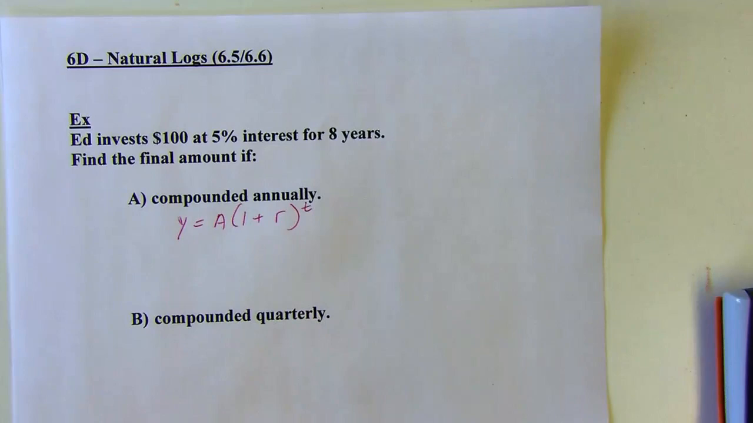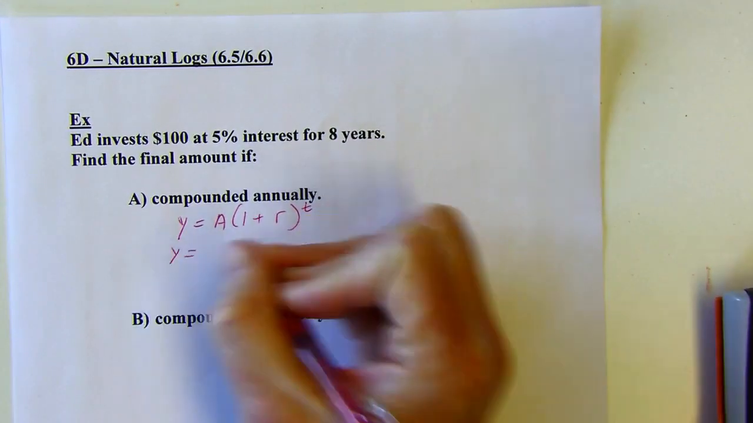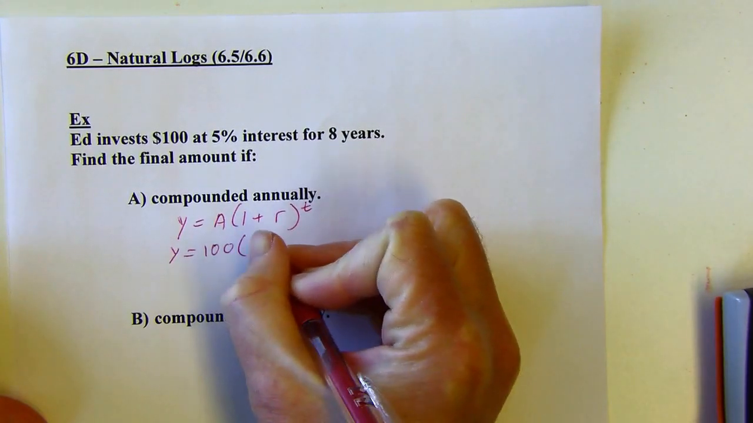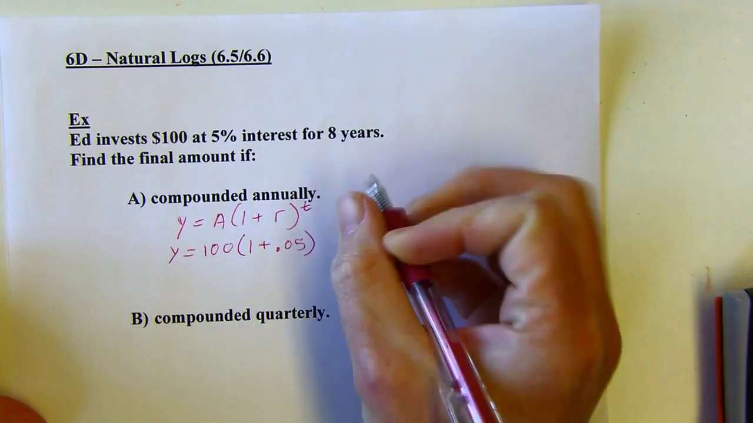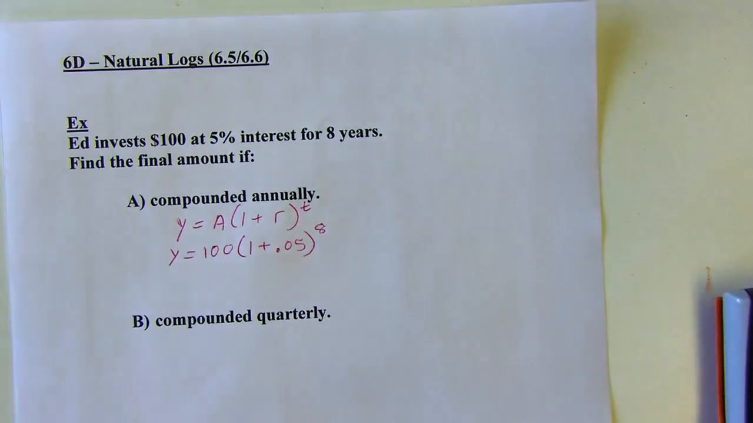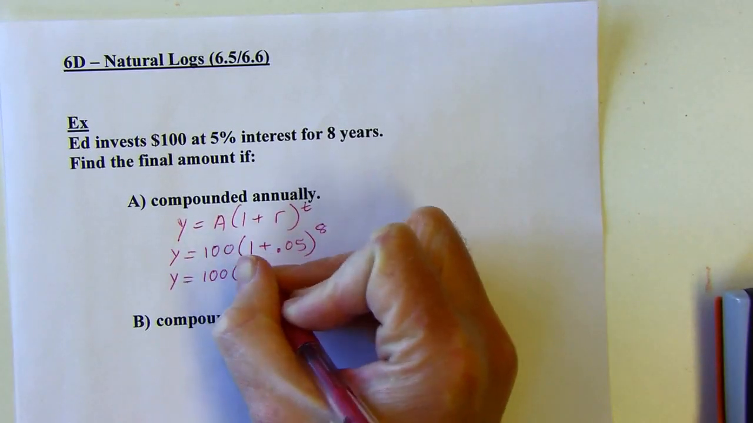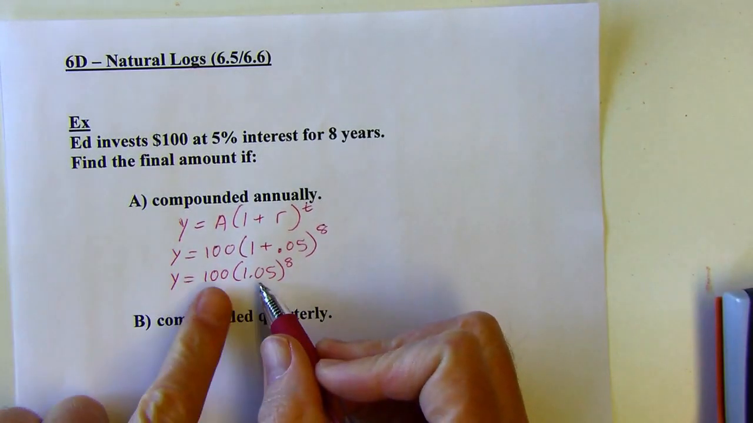Looks something like this. Okay, A is the initial amount, y is going to be the final amount. I don't know the final amount yet, but I know the initial amount's 100. The rate is going to be 5%, and write that as a decimal, so 0.05, and then the time is 8 years. And then we just simplify this. So 1.05 to the 8th. Remember, don't multiply before you do the exponent.